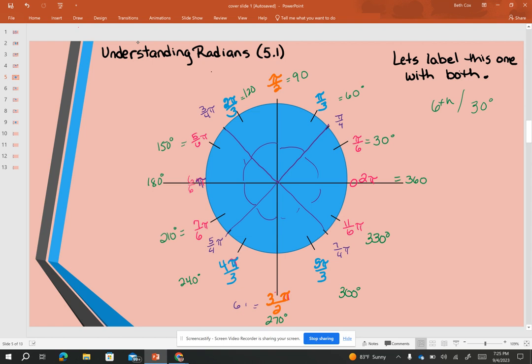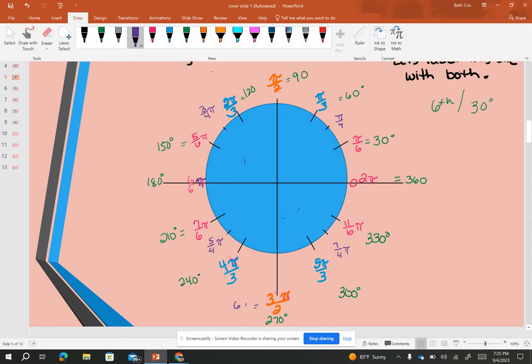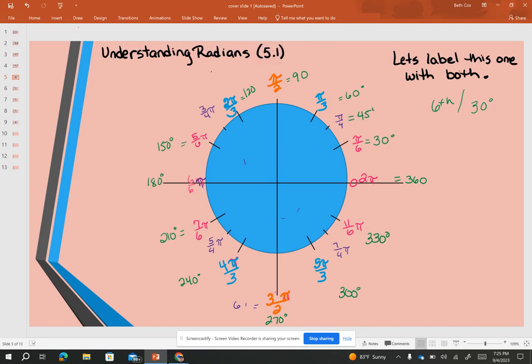Now, what were the angle measurements on those? Do y'all remember? 45 degrees. Okay, so let's do the 45 degrees. These, we'll do the degrees in green. This is 45 degrees. This one is 135 degrees. This one is 225. I'm just doing some math in my head. And this one is 315. So there you have it.